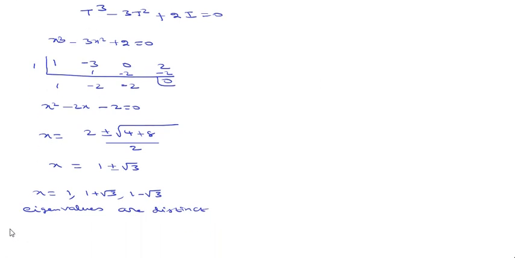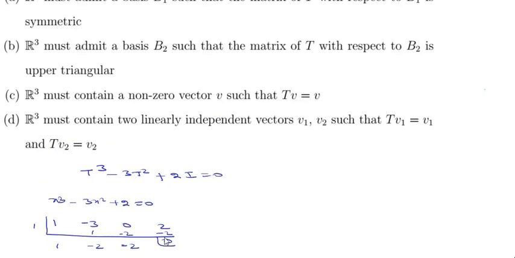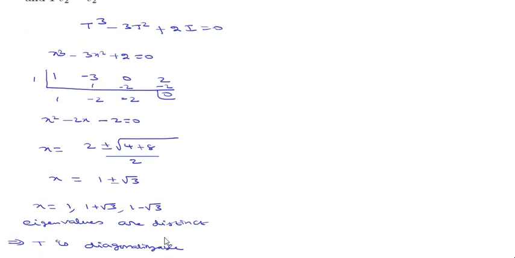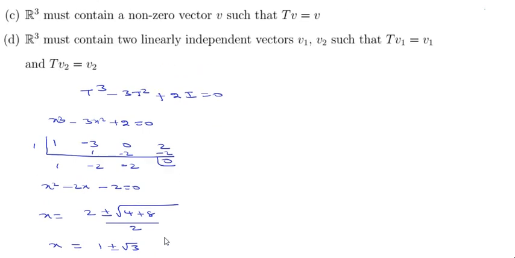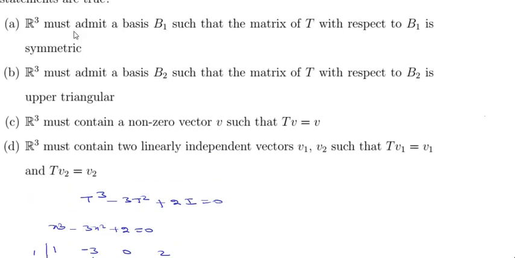So we can conclude that the matrix T is diagonalizable. If T is diagonalizable, then T is similar to a symmetric matrix, and T is also similar to a triangular matrix. Therefore, R3 must admit a basis B1 such that the matrix of T with respect to B1 is symmetric. This is true since a diagonal matrix is similar to a symmetric matrix, and also a diagonal matrix is similar to an upper triangular matrix. So this is also true. Next we will check options C and D.